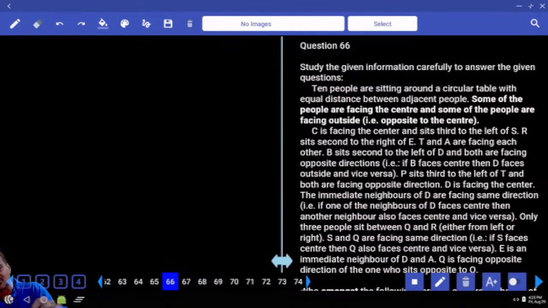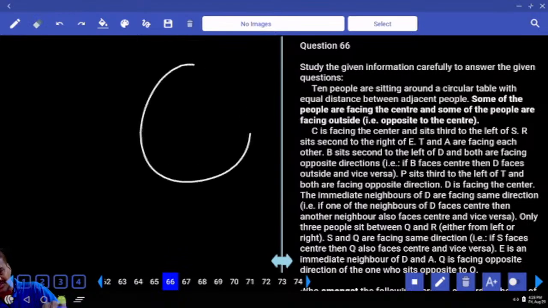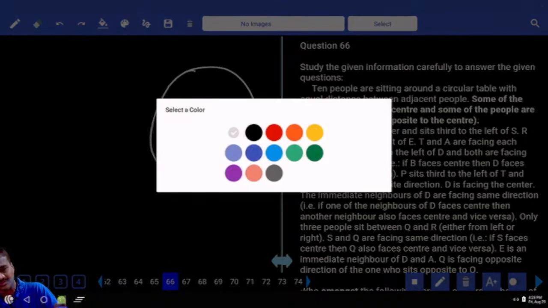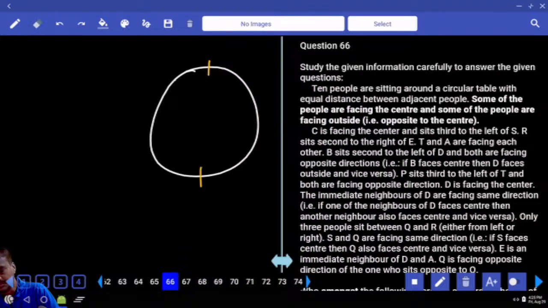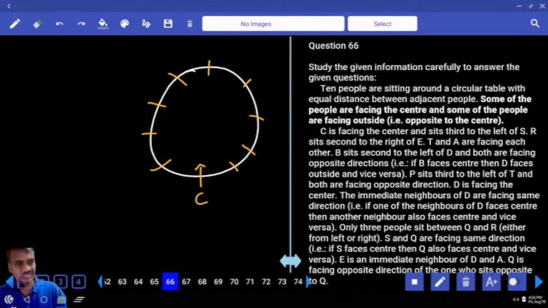Now these 10 persons who are seated around a circular table, some of them are facing the center, some of them are away from the center. Now 10 persons were there. Then C is facing the center. Where is this C? C is facing the center and is third to the left of S. Now R sits second on the right.